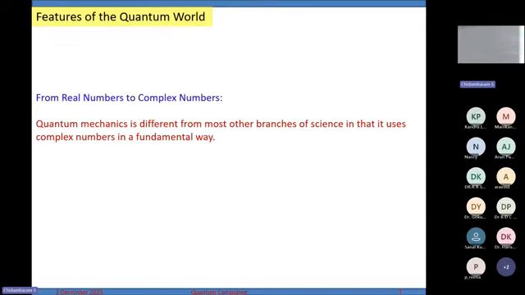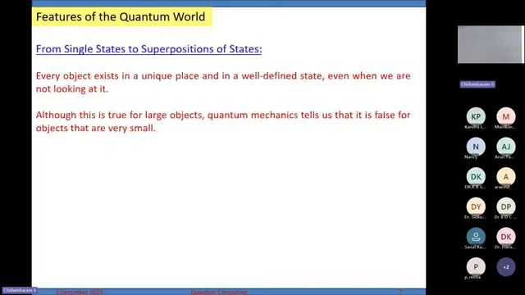Right, anyway, so quantum computing or mechanics is different from the other branches in the way we are using complex numbers. Of course, complex numbers are already there in various applications, but here we use them to represent the state of a qubit. Then from single state to the superposition states. Yesterday was discussed, morning also was discussed. So from single state, we move to the superposition states, right?